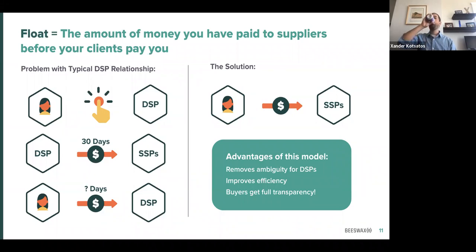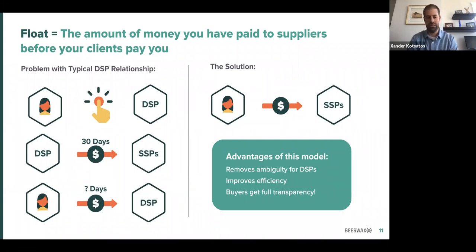So if you're unfamiliar, float is essentially the amount of money that you've paid to your suppliers before your clients pay you. And the problem here is that with a typical DSP relationship, someone goes in, they run a campaign on the DSP, and then the DSP pays their SSP 30 days later. Now, if you're a customer, you might be able to pay in 30 days, but you might need 45 days or 60 days. Let's say you're a brick and mortar retailer and you've sent out a bunch of ads to get people in store, but it takes a while for people to go in store and for you to make that money back. So you can't pay your DSP right away, or ideally you wouldn't.